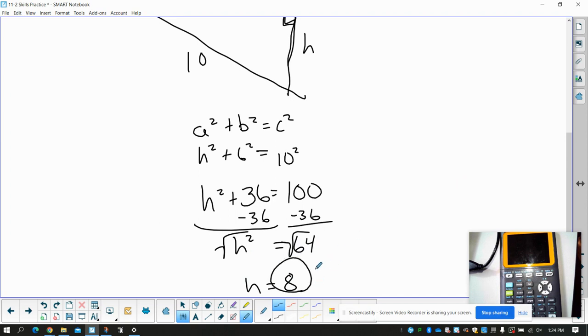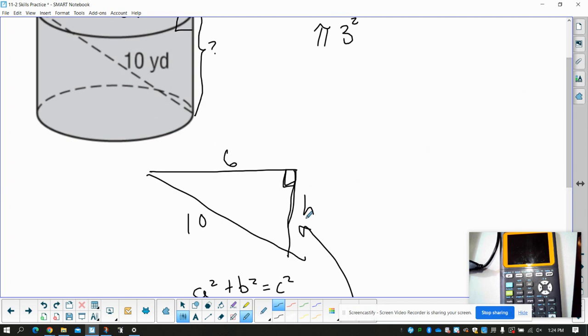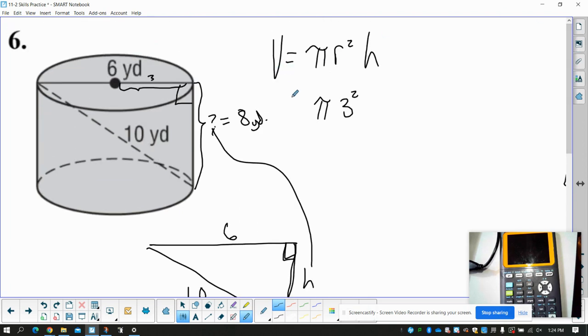So now we did this problem to find this measurement, and we did that because we wanted to find this measurement, which we now know is 8 yards. So now we can go back to our original question. Volume of this cylinder, pi r squared h, we now know is 8. So now we can find the volume.